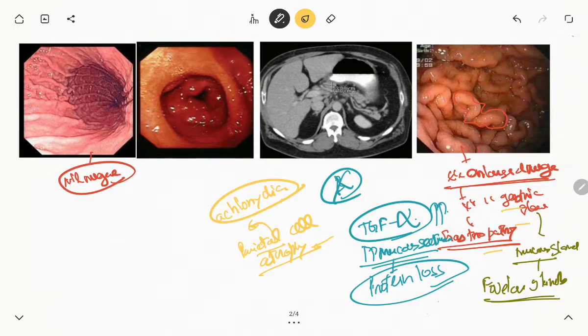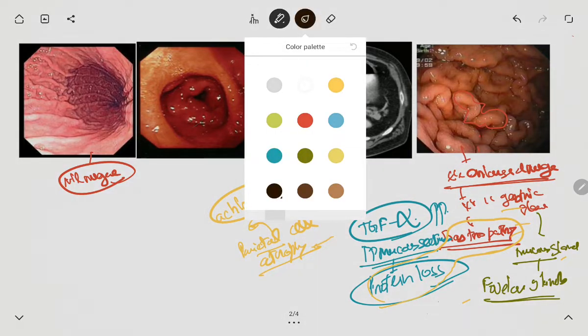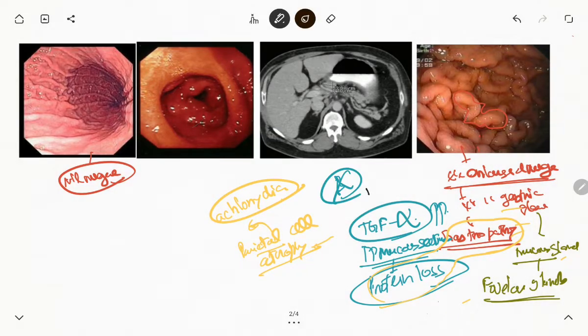So on one side there is protein loss and there is hypertrophy or hyperplasia of the foveolar glands or the mucous glands of the gastropathy, and we name this a protein losing gastropathy with achlorhydria and parietal cell atrophy with increased expression of TGF alpha. The name given for the disease is Menetrier's disease.